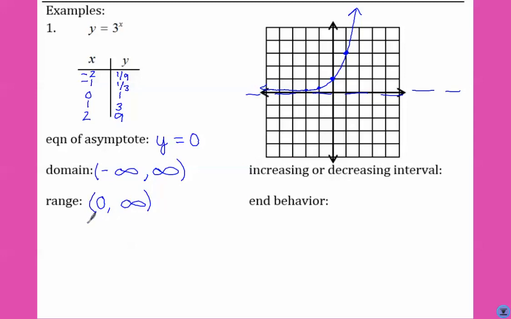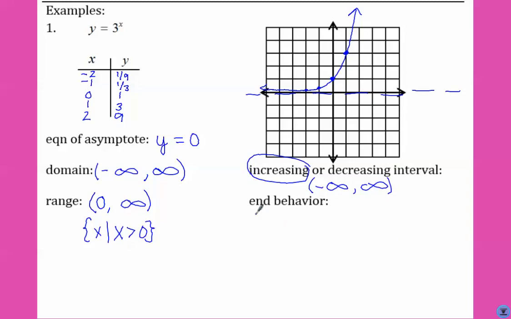If you wanted to use set notation instead, you could do x such that we know all of these values are bigger than 0, so it would be x is greater than 0. You can use whichever form you'd like, it's your preference. Now, is this function increasing or decreasing? If we start on the left and move to the right, it's going up, so it's increasing, and it's increasing the entire time, so it's -infinity to infinity for our increasing or decreasing interval.